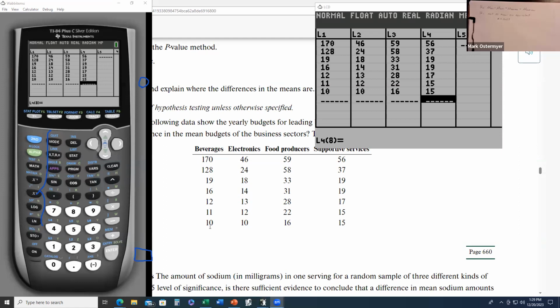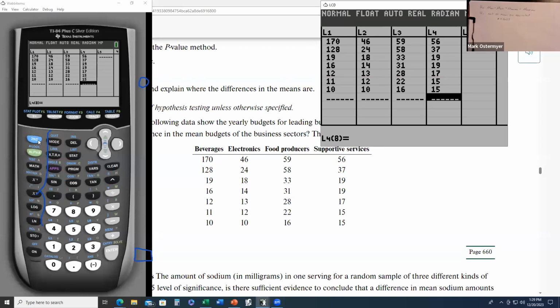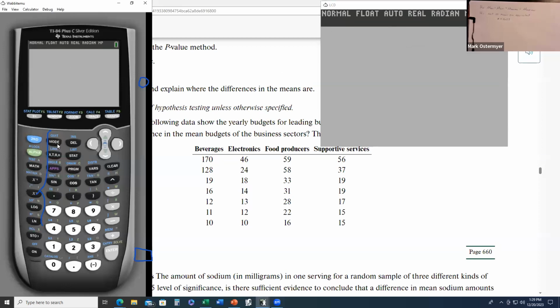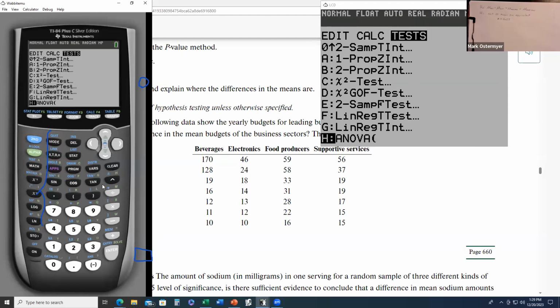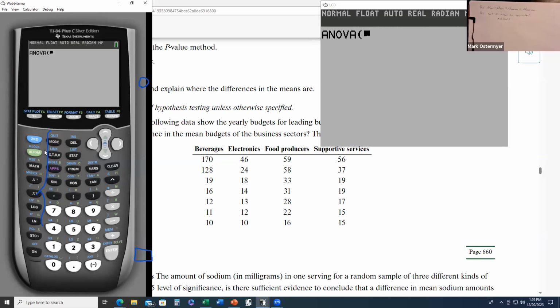All right, so we load up our calculator here, lists 1, 2, 3, and 4 respectively, with the beverage, electronics, food producers, and supportive services data. And now we conduct the hypothesis test, the analysis of variance test here. So here we go. This calculator is saving us a ton of work.